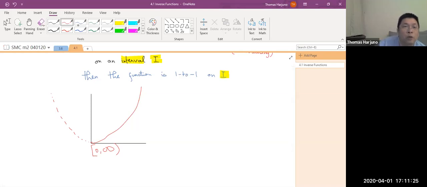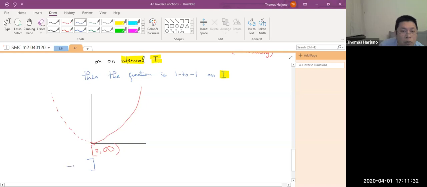In fact, if we look the other way, if I restrict the domain of y equals x squared to the other side, from negative infinity to 0, you see the graph is actually decreasing there, right? If the graph is decreasing there and continuous, then this function is one-to-one on this interval.